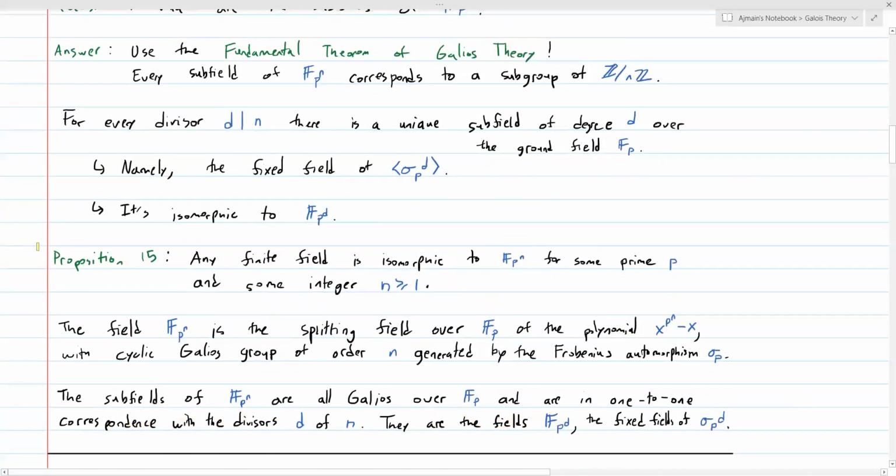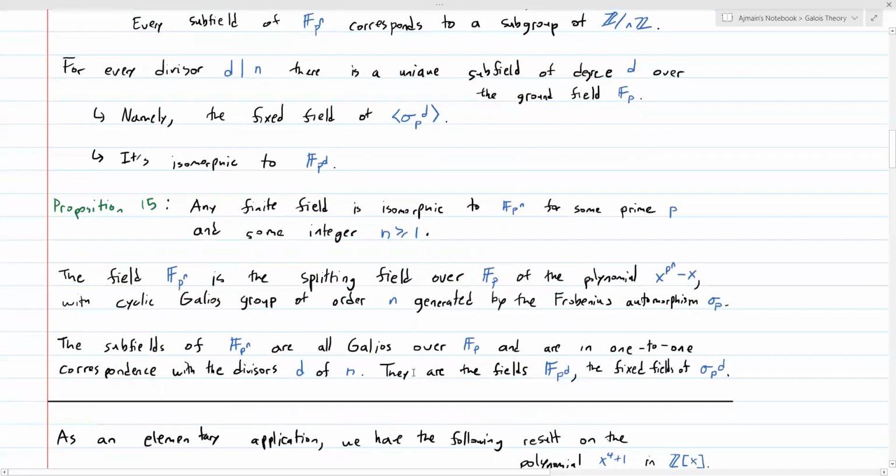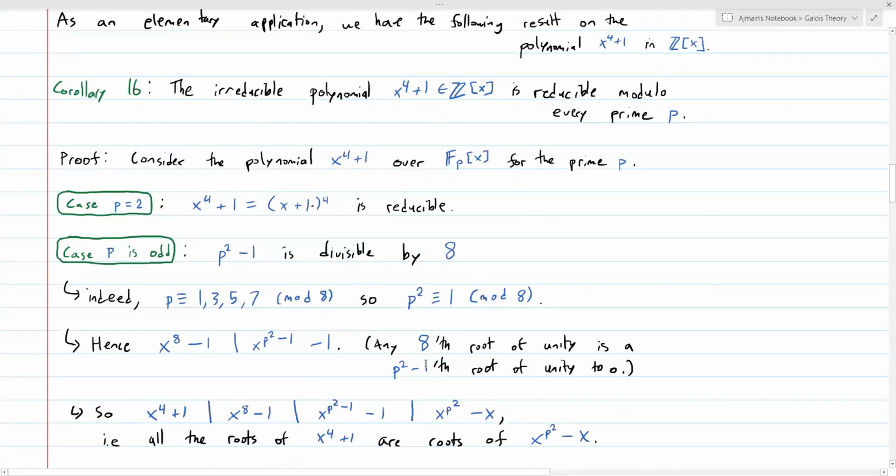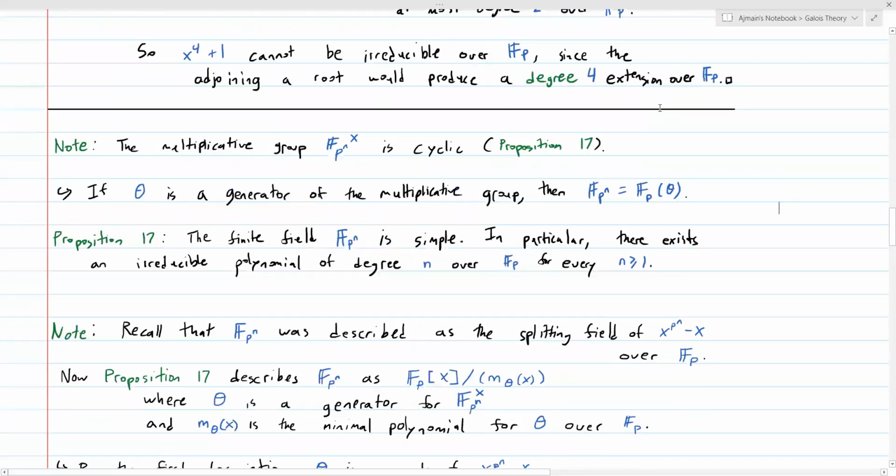So proposition 15 is telling you all about the structure of a finite field, and the only thing that you're deducing all of this from is just the order of the finite field. So you give me a finite field of a specific order, I can tell you exactly what it's isomorphic to, present it as a splitting field of a certain polynomial, tell you exactly what its Galois group is, a generator of the Galois group, and tell you all of its subfields. So that's pretty cool, just based off of the cardinality. And then we proved this application, corollary 16: the irreducible polynomial x^4 plus 1 is reducible modulo every prime p. So that was a cool application of this result.